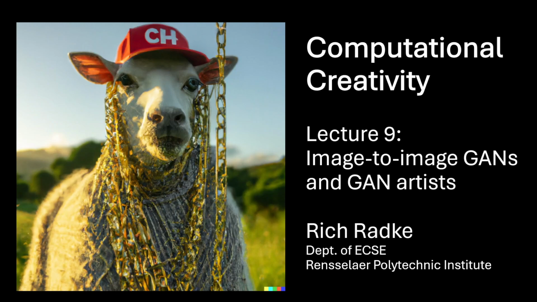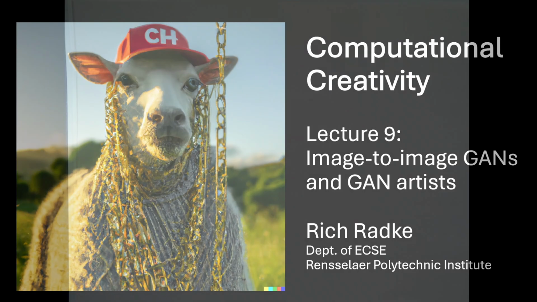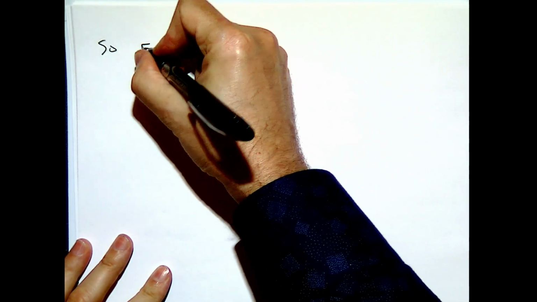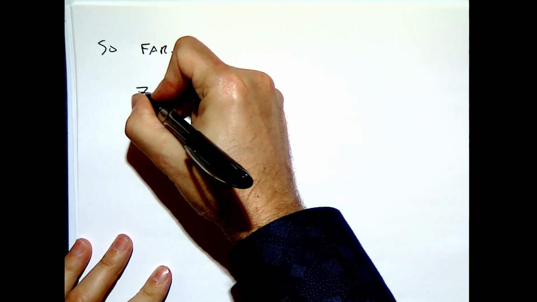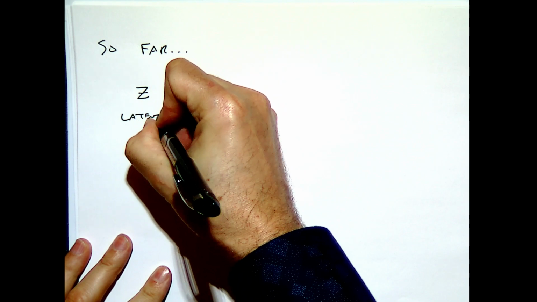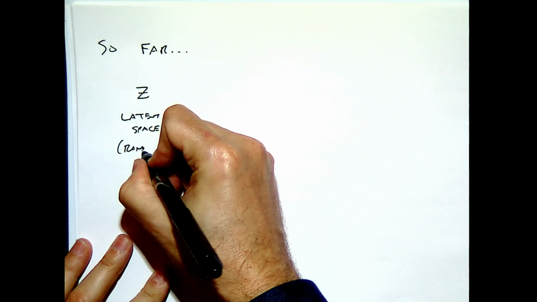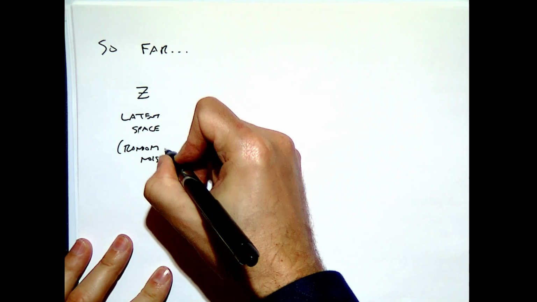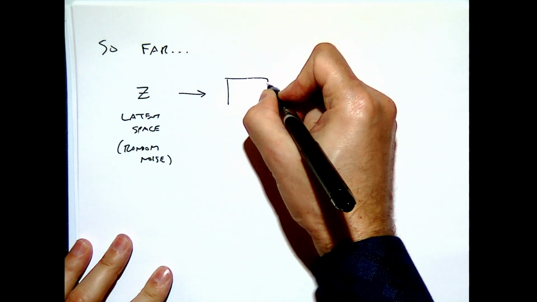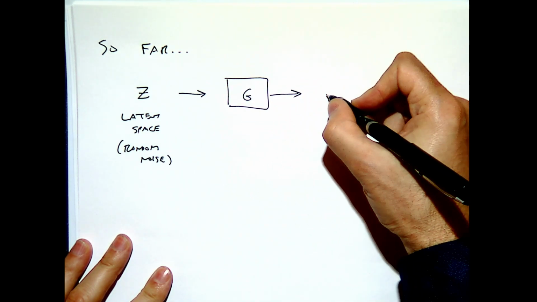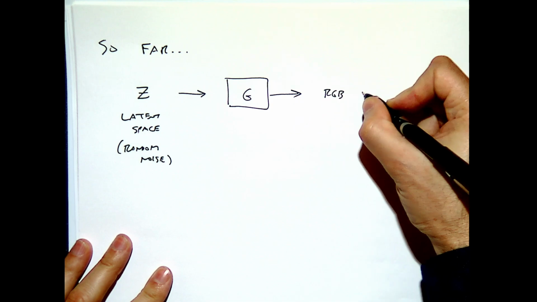So today's lecture is the final one that I want to do on GANs, and this one is focused on two things. First is what I call image-to-image GANs, right? So kind of what we've been doing so far is a situation where we've got some sort of latent space. And this is often basically like random noise, right? We put that through the generator, and what gets produced is usually an RGB image, right?